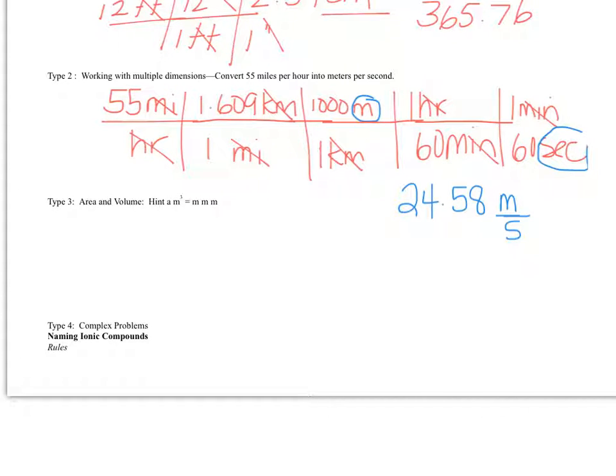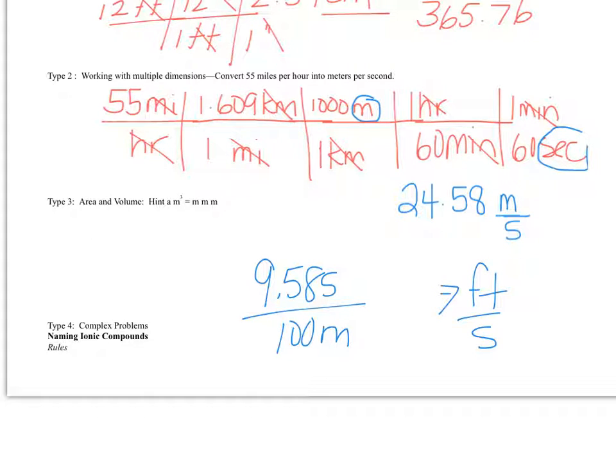9.58 seconds per 100 meters. This is the world record for the 100 meter dash, 9.58 seconds. So we have 9.58 seconds per 100 meters. And I want you to try to convert that to two things: feet per second, and also kilometers per hour.